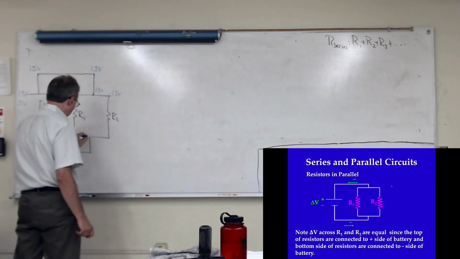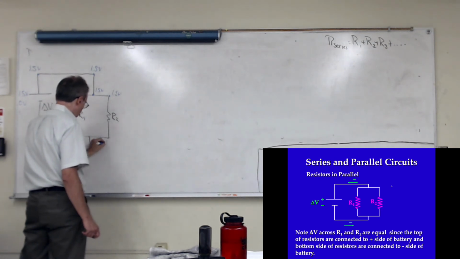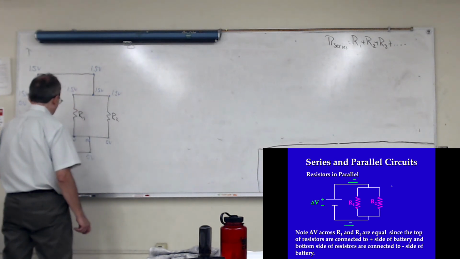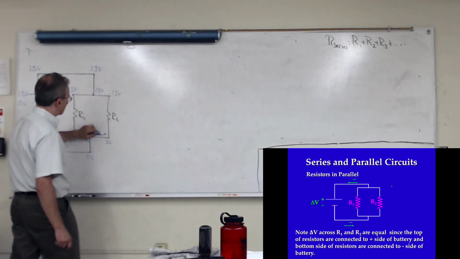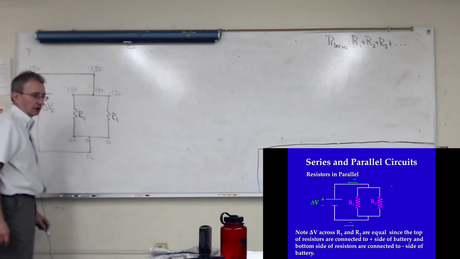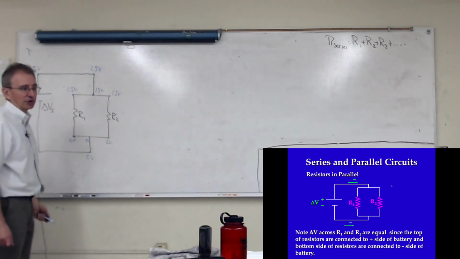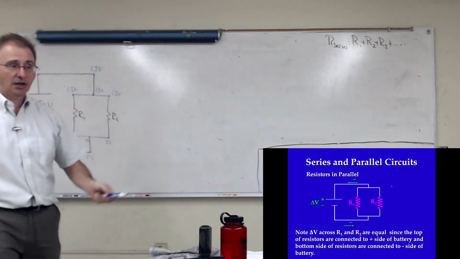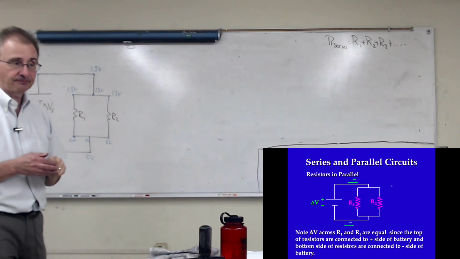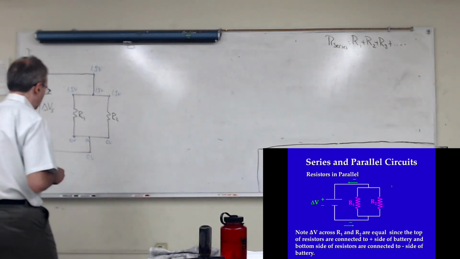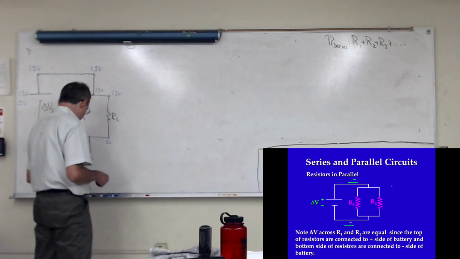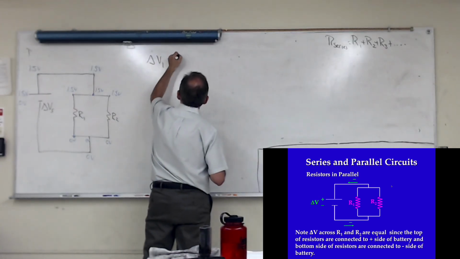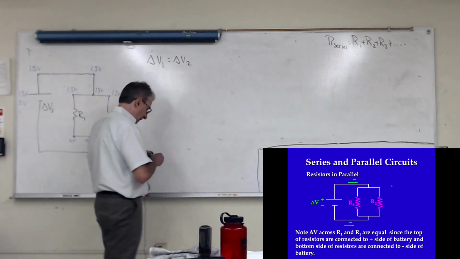Then everything over here is 0 volts. And so the voltage drop across each resistor is 1.5 volts. They're in parallel. That's what you expect. So the voltage drop across each one of them is 1.5 volts. So that means that delta V1 equals delta V2. Now let's think about the current.